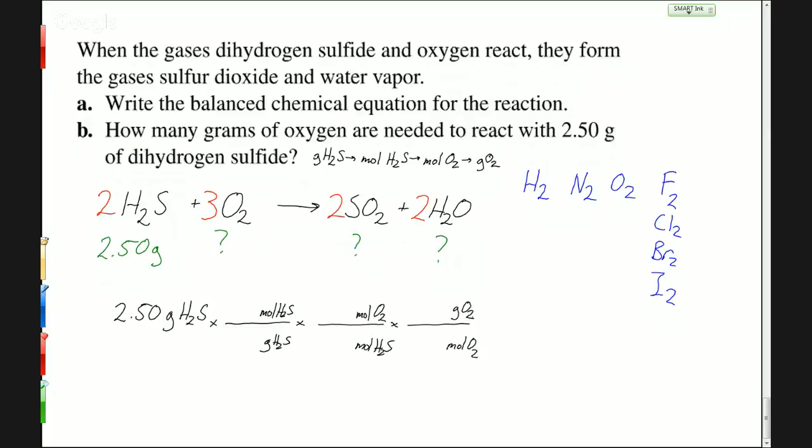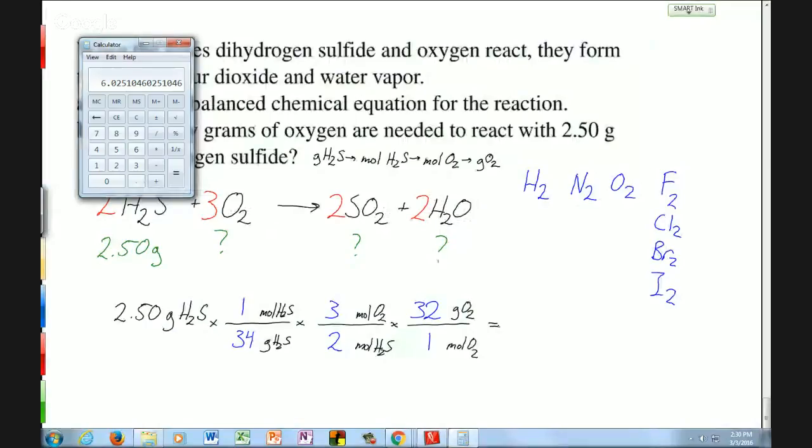All right, now we just need to fill in the numbers. So that's about 34 for H2S, 34.02 if you want to be more specific, but that's fine. Then for the next numbers, we use the equation, so that's 3 O2 to 2 H2S. And then finally, we find the molar mass of oxygen, which is 32. That's 2.5 divided by 34 times 3 divided by 2 times 32, which gives 3.53.